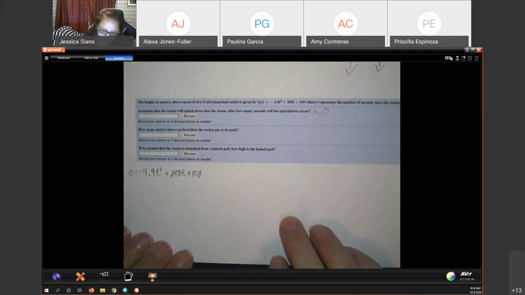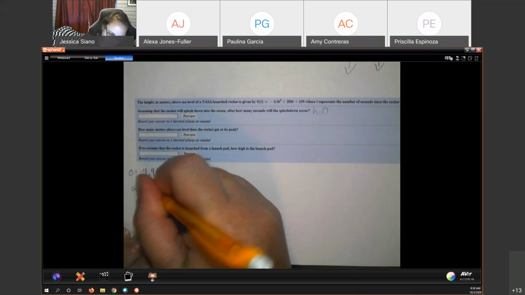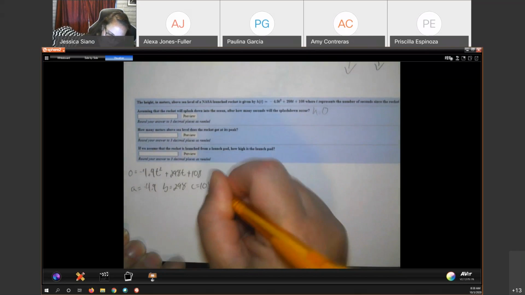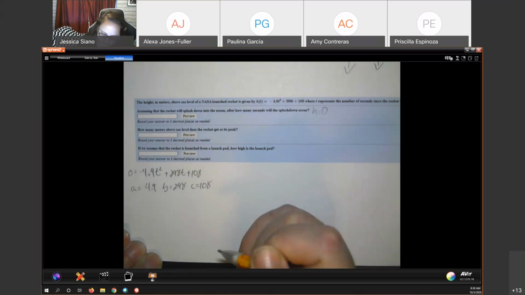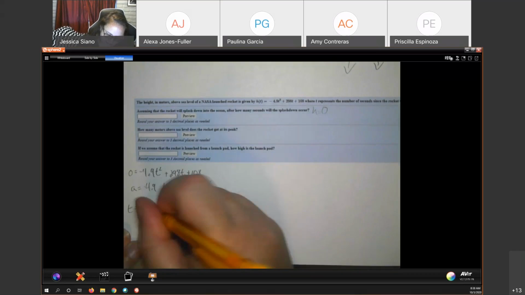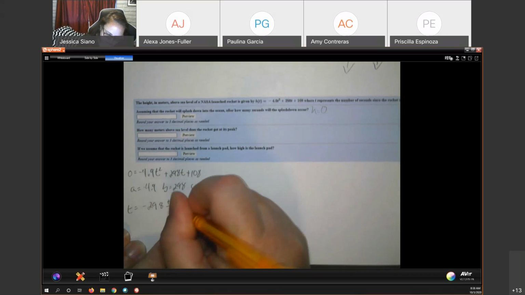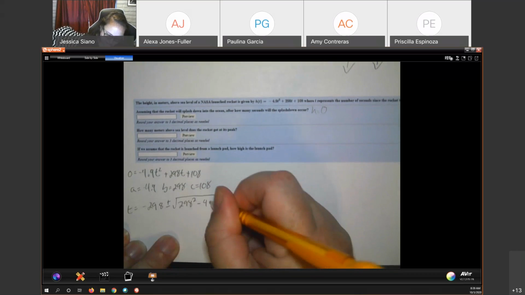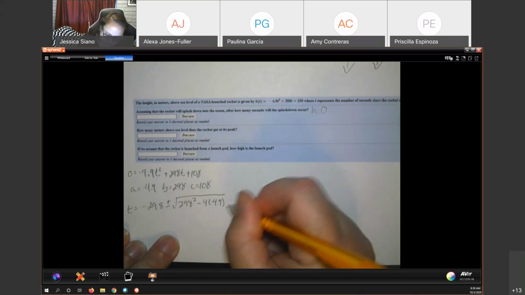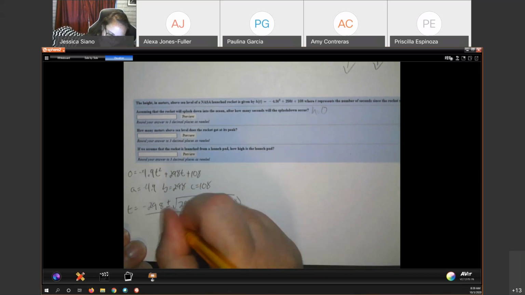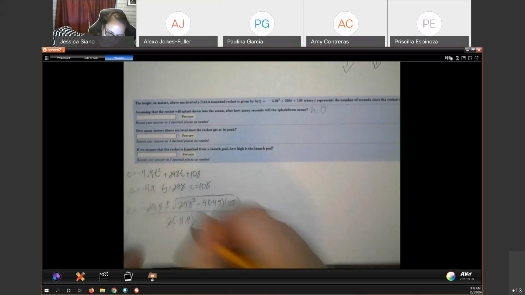And then I'm going to use the quadratic formula on this one. Negative 4.9, 298, 108. So t is negative 298 plus or minus the square root of 298 squared minus 4 times negative 4.9 times 108, over 2 times negative 4.9.